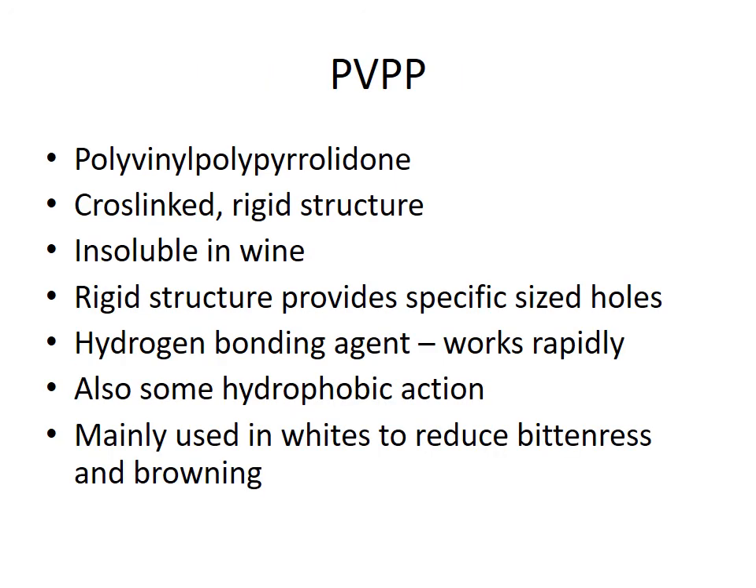PVPP is amazing. It's awesome. It has a cross-linked rigid structure. You can buy it in different grades. It works on hydrophobic bonding, so it depends on how big the pocket is that attaches to the phenolic. You can buy PVPP in different grades, and it can be very good at taking out very targeted compounds. It works quickly, it flocculates really well, and it settles to the bottom. It's mainly used in whites to reduce bitterness and browning.